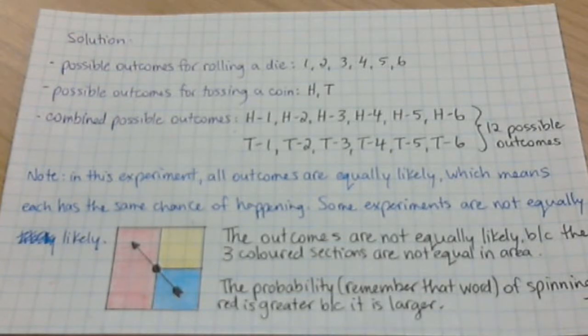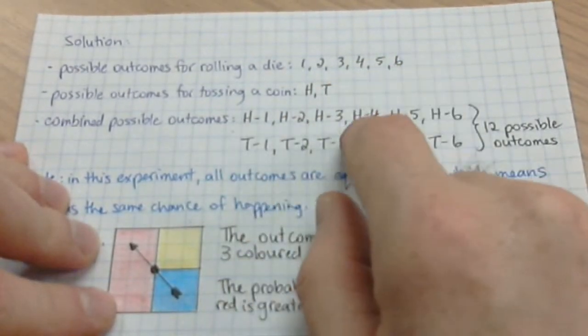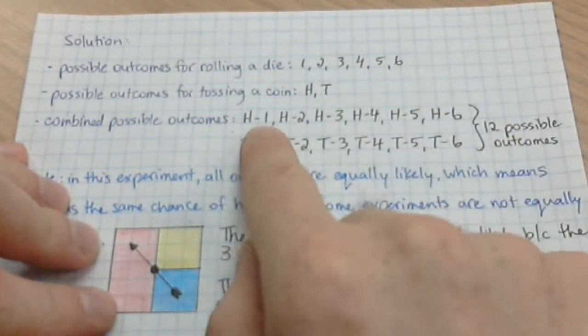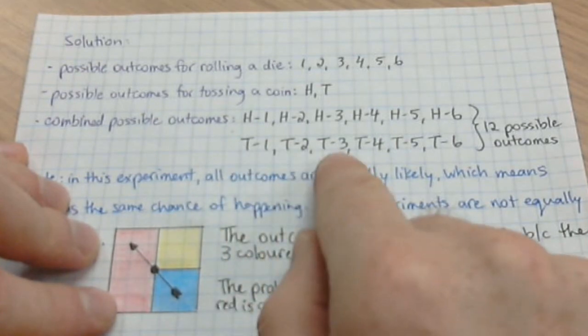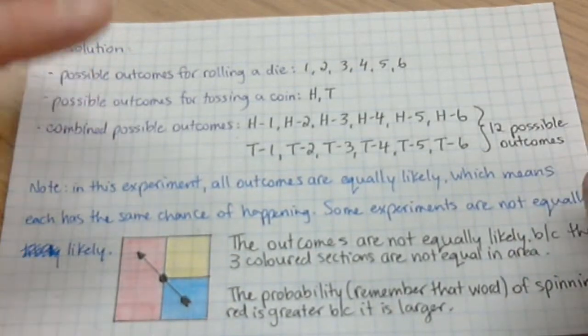If you combine those possible outcomes, you could have heads 1, heads 2, heads 3, heads 4, heads 5, heads 6, and then likewise tails 1, tails 2, tails 3, tails 4, tails 5, and tails 6. You could have what's called 12 possible outcomes.